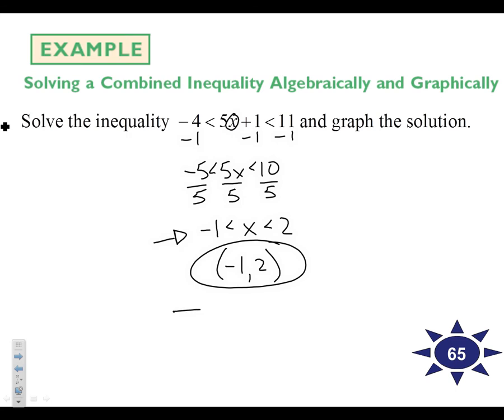All right, to graph the solution, there's negative 1, open circle. There's 2, open circle. Shade in between them. Try 65.